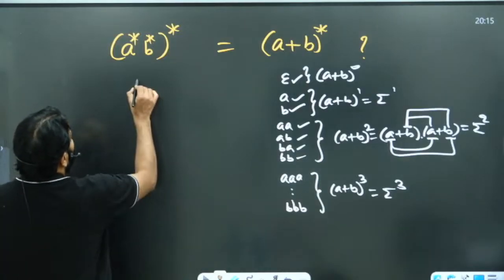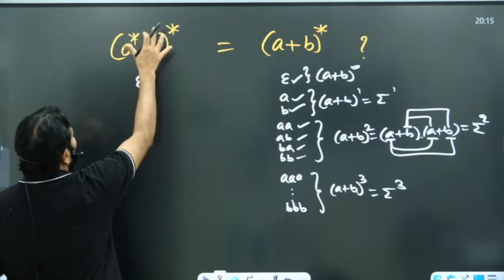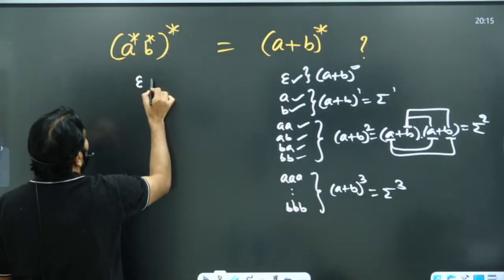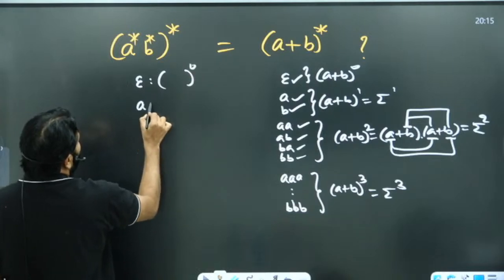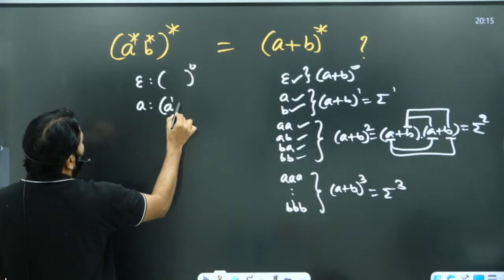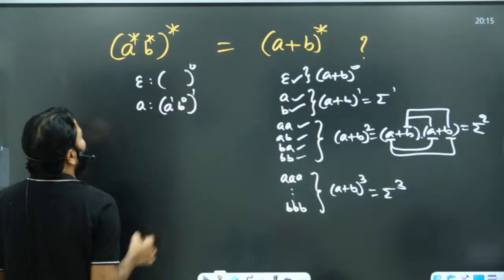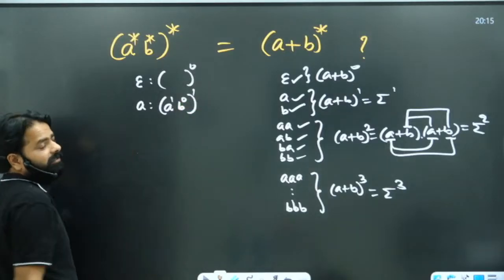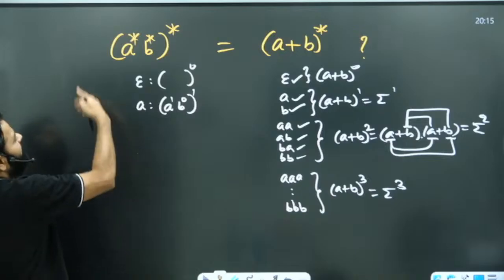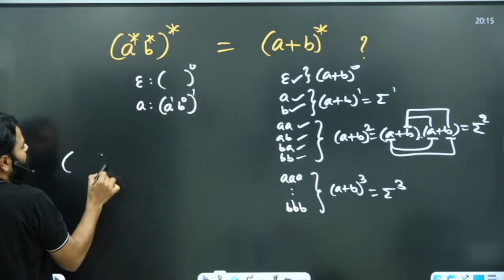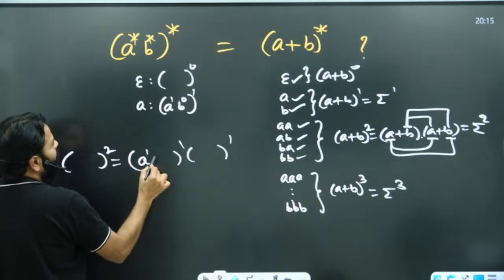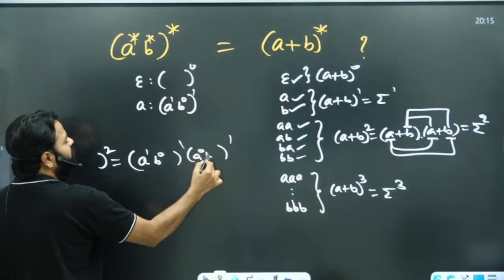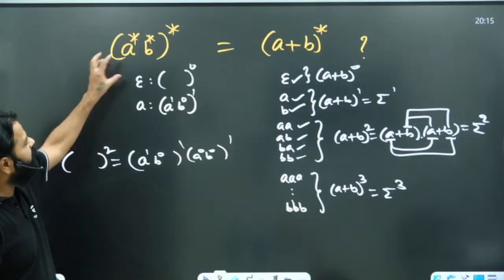Can you get epsilon? Doesn't matter how you get it, but can you get it? Yes, power 0 you can write. Can you get a single a? How do you get a? A power 1, b power 0. You should keep power 1. Even power 2 can also have this. If you want a single a, you can also do it in power 2. How do you get it? In power 2, write a power 1, b power 0 in the first, and in the second write both of them power 0. So a single a you can generate here in infinite ways.